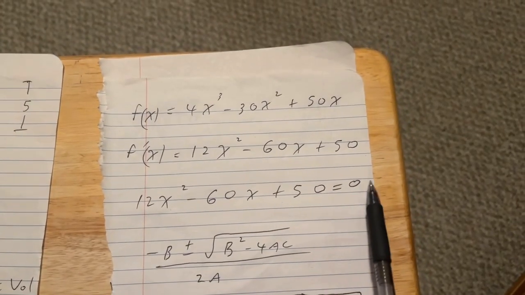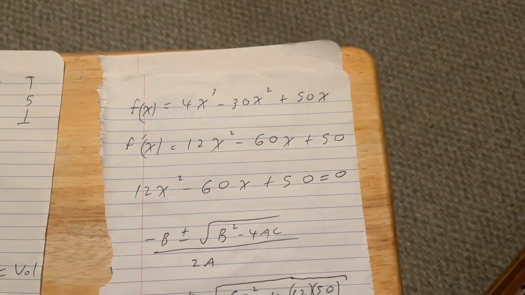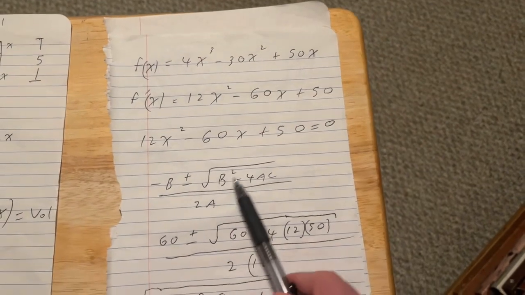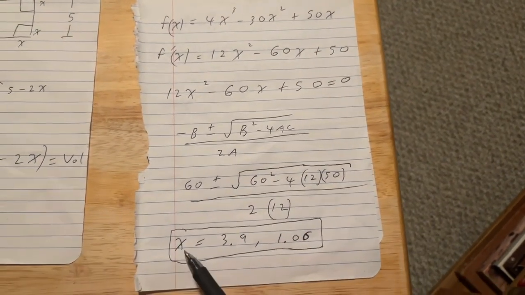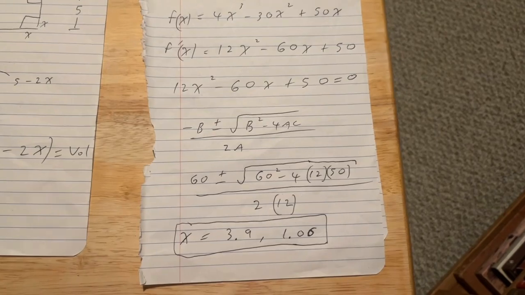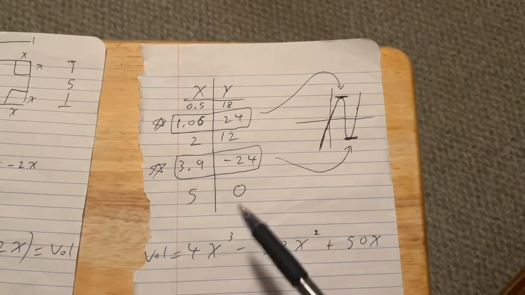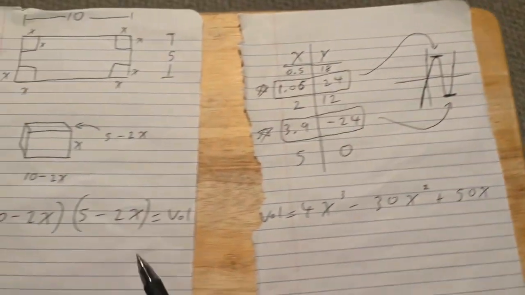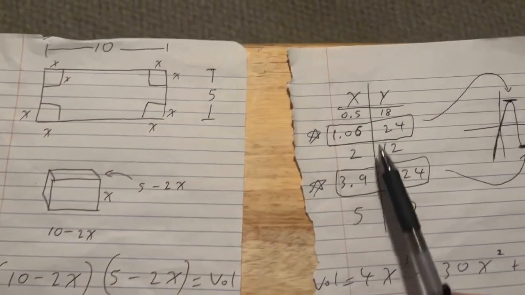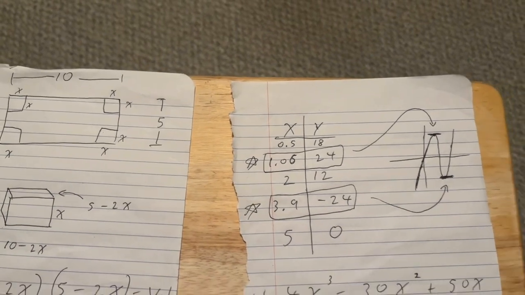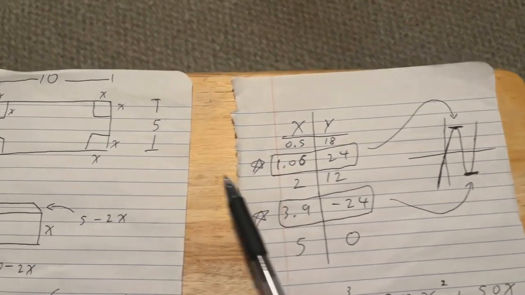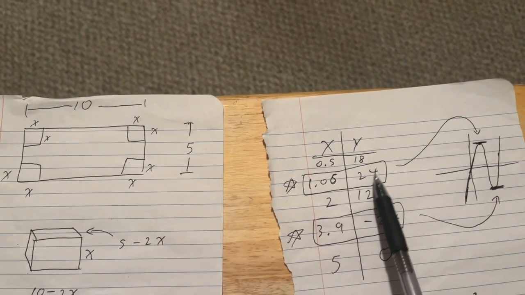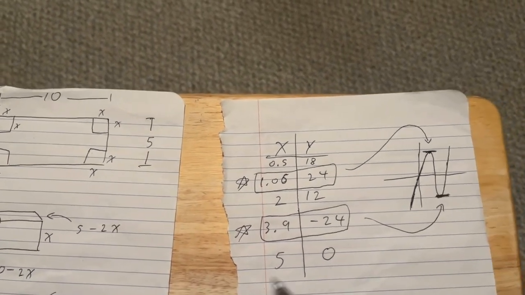We want that slope to be 0, as I just illustrated. Because we want it to be horizontal, that means we're at the peak. Go through the quadratic formula to get our values of x equals 3.9 and 1.06. Plug 1.06 and 3.9 into your original equation, which is right here. You're going to get 24 and negative 24. This means if x equals 1.06, your y, which is your volume, will equal 24, and that's your peak.